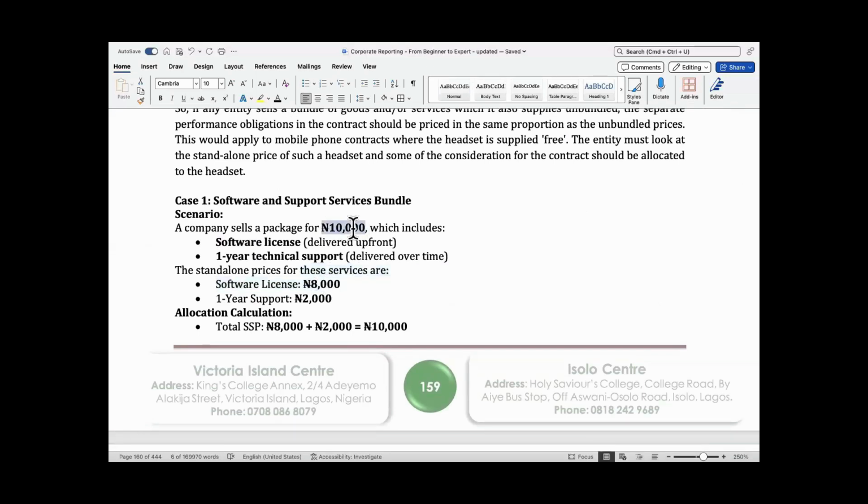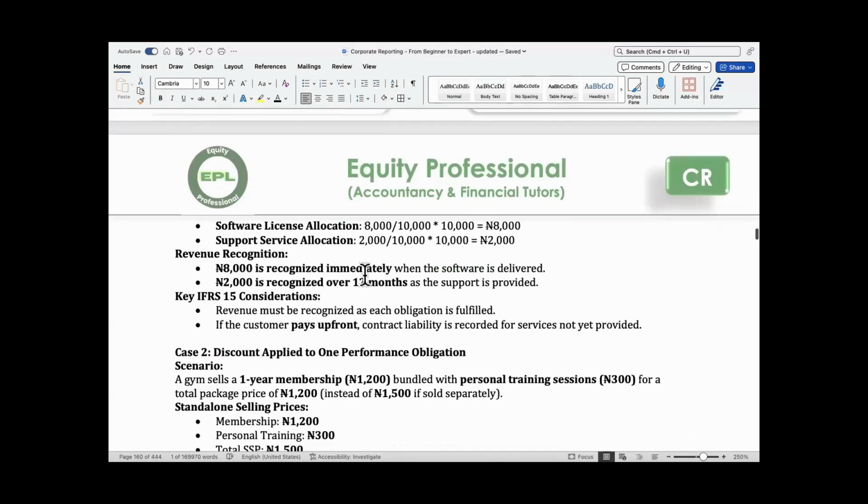You allocate this transaction price because the 10,000 is the transaction price. It will be allocated on the basis of their standalone selling price. So since the standalone selling price is 8,000 and 2,000, for software, it's just 8,000 over 10,000, which is 8,000 plus 2,000, multiplied by the transaction price. For one year support, 2,000 over 10,000, multiplied by 10,000, which is the workings I did here.